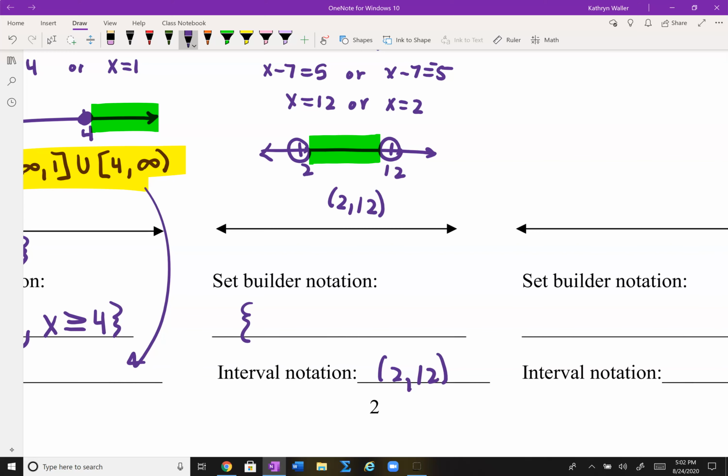So this one over here, the interval is 2 to 12, and the set builder looks like this. So you just go brace, and then you go X such that. And if it's in between two numbers like that, it's so simple, guys. You just go 2 is less than X is less than 12. Those symbols always point to the left, always, always, always. And you go smallest to biggest. And the circles are open, so you don't have any equal signs, and that's all you do, okay? All right, so that's that.